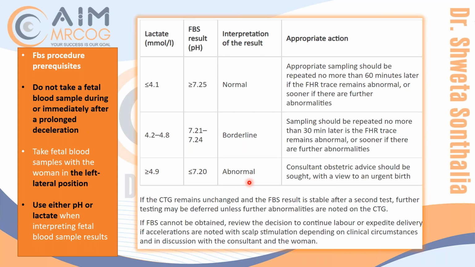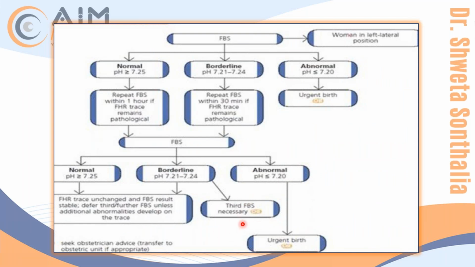And anytime you need a third fetal blood sampling, it means you have already delayed the delivery by 1 hour. Like here, I have taken 2 samples 30 minutes apart and it's still an abnormal, pathological CTG. If I require a third sample, then I have to inform my consultant, because then something is going wrong and we might get a bad baby. So for the third sampling, you should inform the consultant.